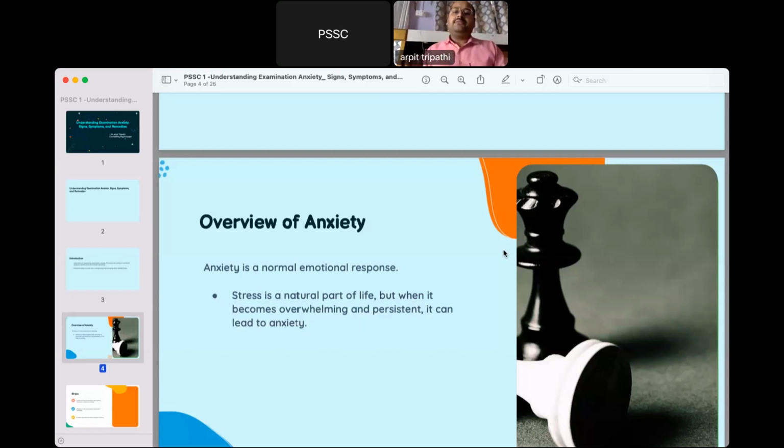Any person who is alive, irrespective of age, will face stress, and that is a very natural thing. Stress is there for the school principal, for management, for teachers, for children, for their parents, for any person in this world. They all face stress. The situation becomes worse when the stress becomes overwhelming and persistent, which leads to anxiety. That is something we all need to understand.